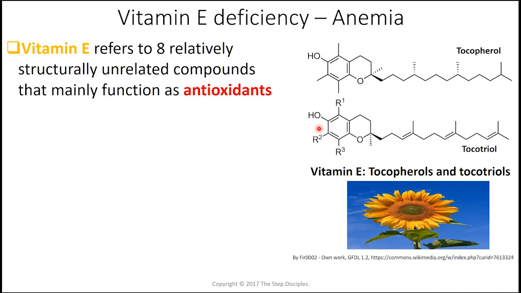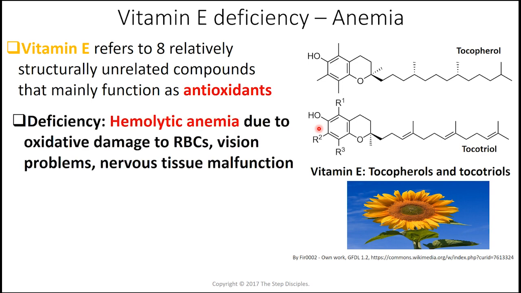So we'll move on then from vitamin D to vitamin E. So vitamin E deficiency is associated with an anemia. Vitamin E refers to 8 relatively structurally unrelated compounds that mainly function as antioxidants. So what all that means is that it picks up free radicals in the body. Deficiency is associated with hemolytic anemia due to oxidative damage to red blood cells, vision problems, and nervous tissue malfunction.